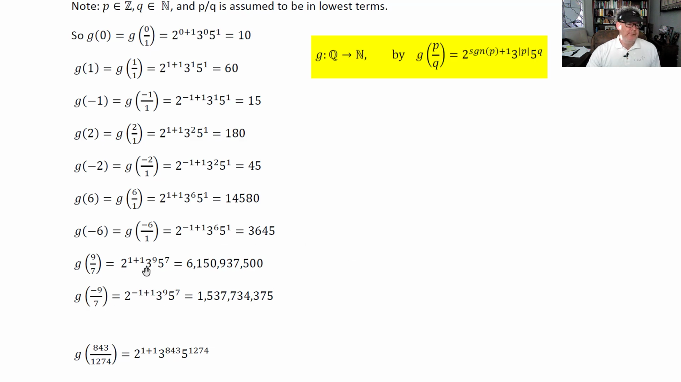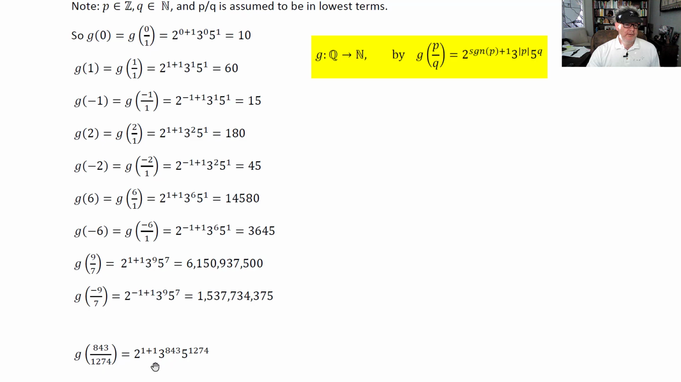And you can do this for any fraction. 9/7, just to keep it somewhat small. If it's positive, I'm going to have 4. It'll be 2 to the 1 plus 1. If it's negative, it'll be 1. So just positive and negatives determined by whether it's odd or even, divisible by 4. And then 3 to the numerator, 5 to the denominator. And of course that's 3 to the numerator in absolute value.